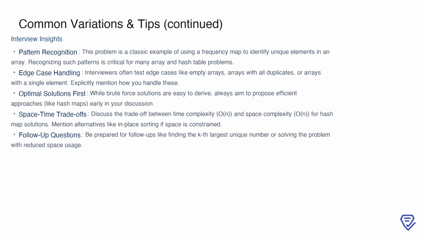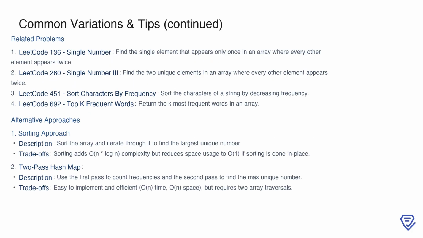Finally, be prepared for follow-up questions. These might include variations such as finding the kth largest unique number or solving the problem with reduced space usage. This problem is related to several others that you might encounter. For instance, LeetCode 136, Single Number, requires finding the single element that appears only once in an array where all other elements appear twice.